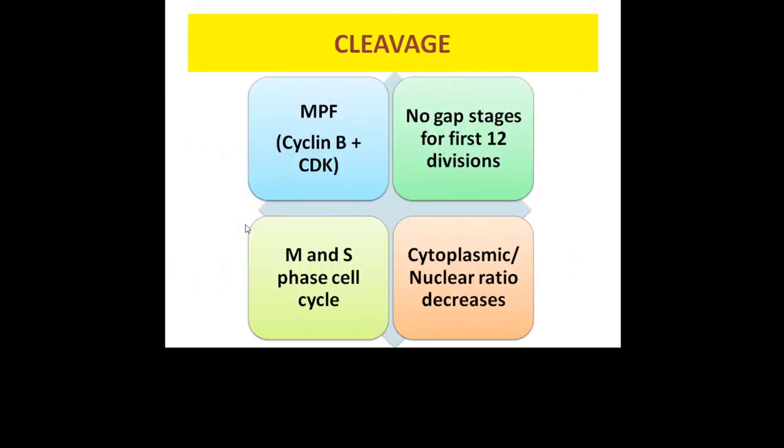The process of cleavage is regulated by certain factors called mitosis promoting factors, which are composed of 2 components, cyclin B and cyclin dependent kinases. Up till the first 12 divisions, there are no gaps in cell divisions. So cleavage continue to occur one after the other until 12th cell cycle. These cell cycles have mitosis and synthesis phases only. There is no growth phase, no G1 and G2 phases.